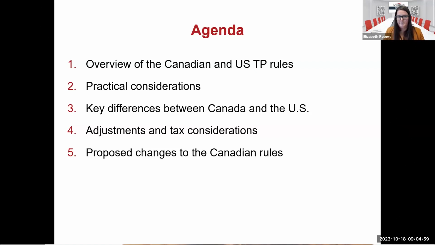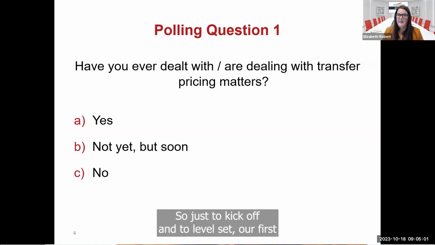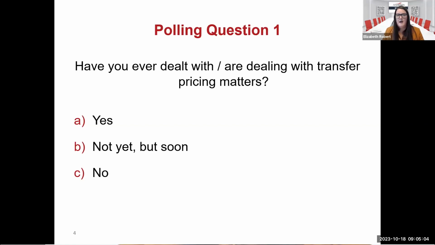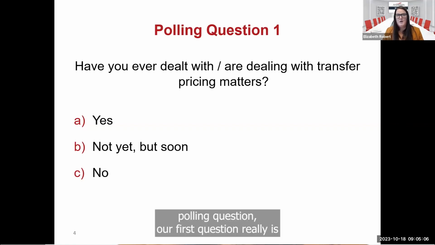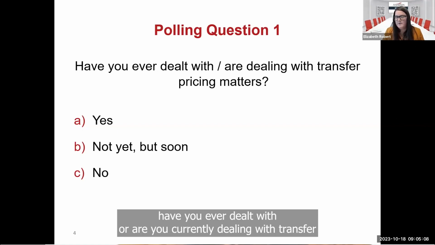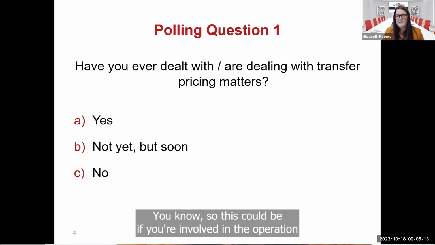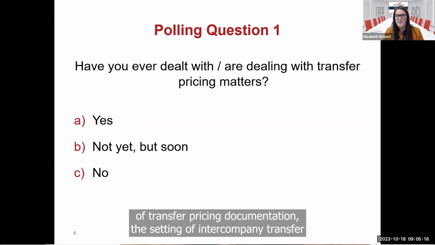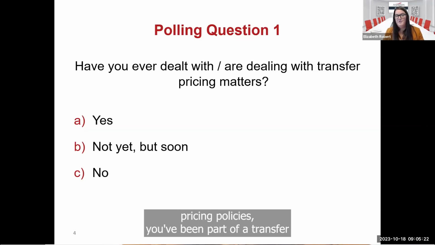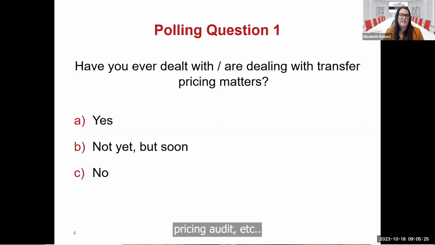And then just end off with a little note discussing Canada's modernizing of the current transfer pricing landscape and rules in Canada. So just to kick off and to level set, our first polling question is, have you ever dealt with, or are you currently dealing with, transfer pricing matters? This could be if you're involved in the preparation of transfer pricing documentation, the setting of intercompany transfer pricing policies, you've been part of a transfer pricing audit, etc. Just like to hear from you. So we'll give everyone a few seconds to respond.